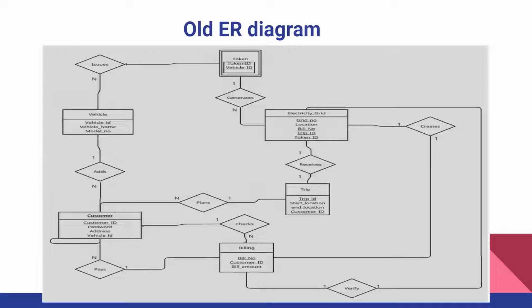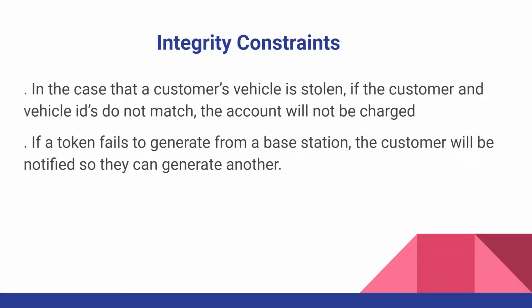This is our old ER diagram. While going through our old ER diagram, we faced some integrity constraints. For example, in case the customer's vehicle is stolen, what if somebody takes it and the customer gets charged? By using cascades, we overcome this: the vehicle ID, the token ID, and the customer ID must all match across the tables, and only then does the account get charged. If not, the account will not be charged.